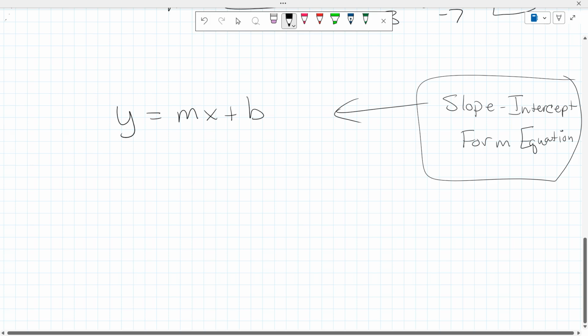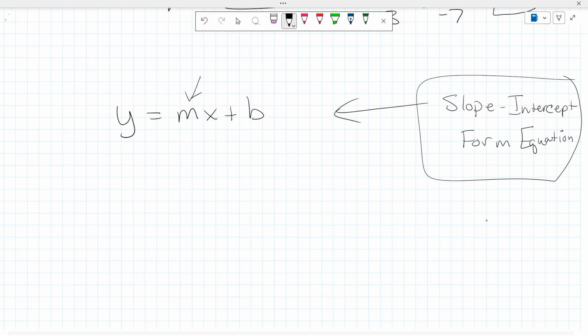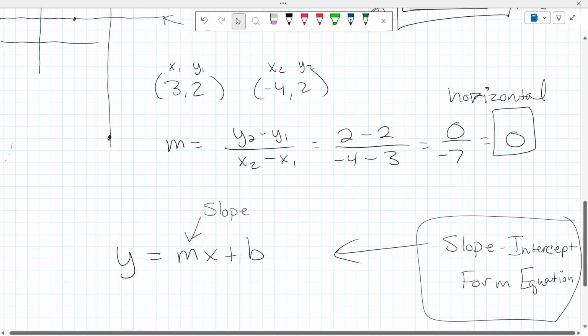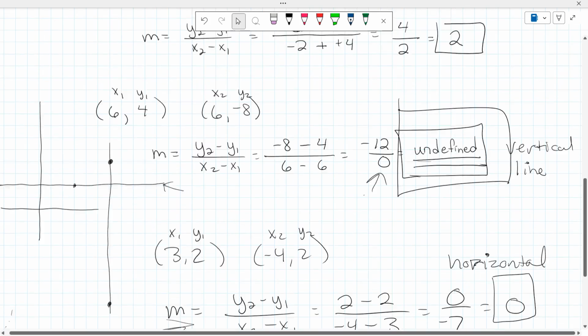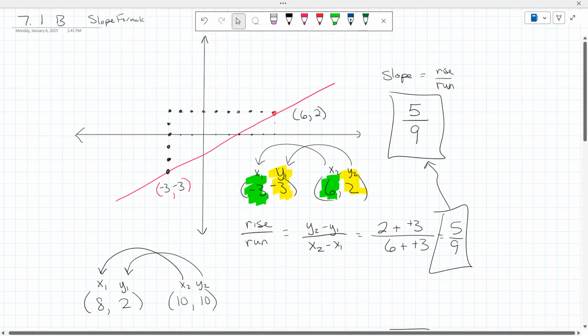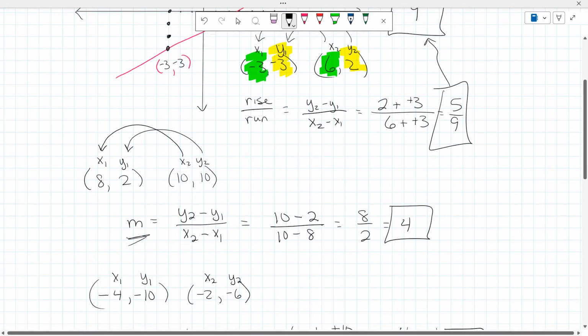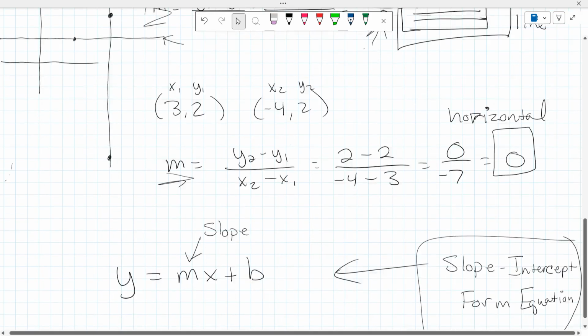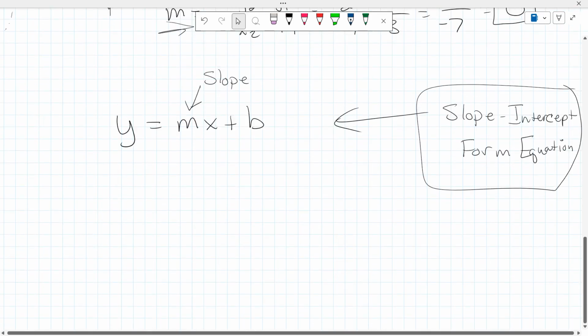Y equals mx plus b. What does M stand for? Slope. M stands for slope. Because up here we had an M. Up here we had an M. We had an M. We had another M. So M is slope. Why? I don't know. The math gods made it that way.